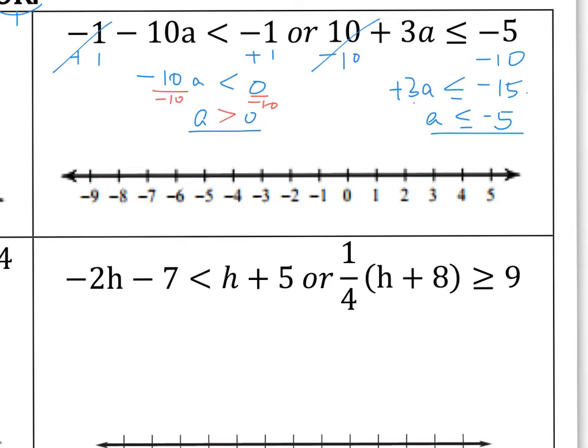Okay, let's first graph this. a greater than 0. So open circle, want everything to the right. And negative 5, closed circle because it's a less than or equal sign. And we want everything to the left. And since it's or, we take everything. a greater than 0 or a less than or equal to negative 5 will be your answer.